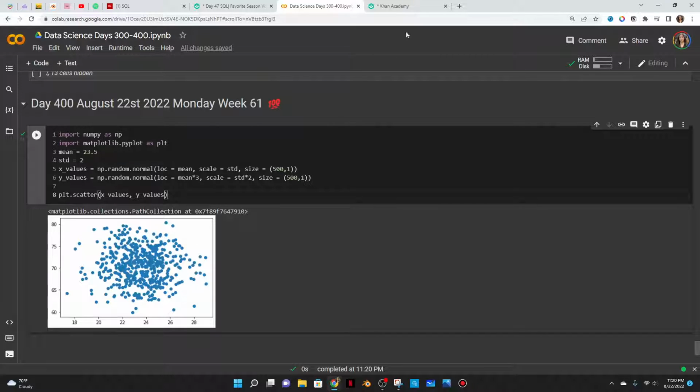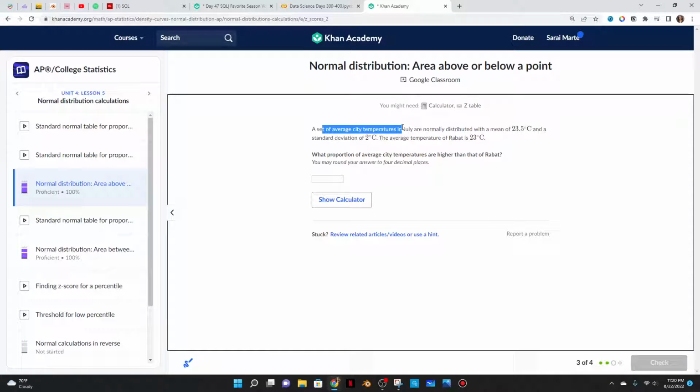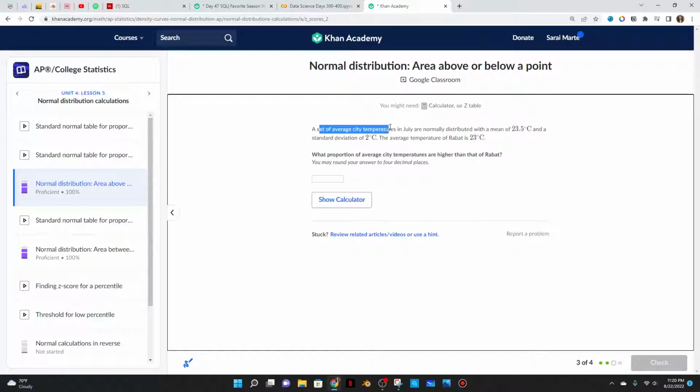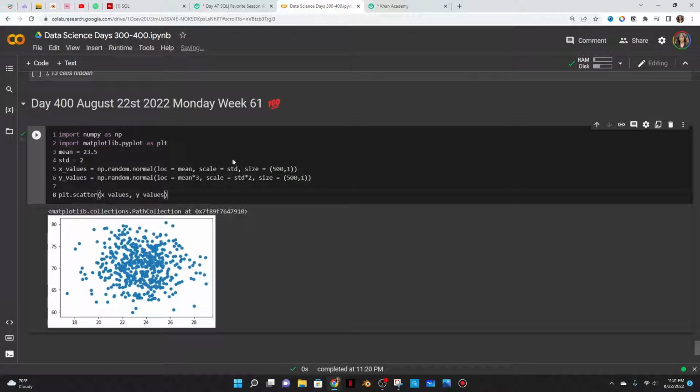This represents the average city temperatures in July or whatever, that are normally distributed with a mean of 23.5 degrees Celsius and a standard deviation of 2 degrees Celsius. So this is me trying to generate a set that might represent that problem, because they say a set of average city temperatures, but they don't say how many. I'm not guessing, I'm just saying, okay, 500. I'm just making an example.